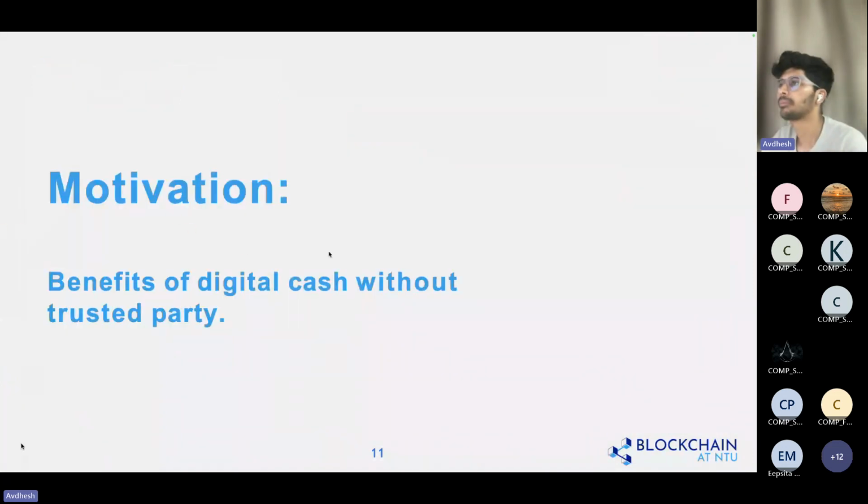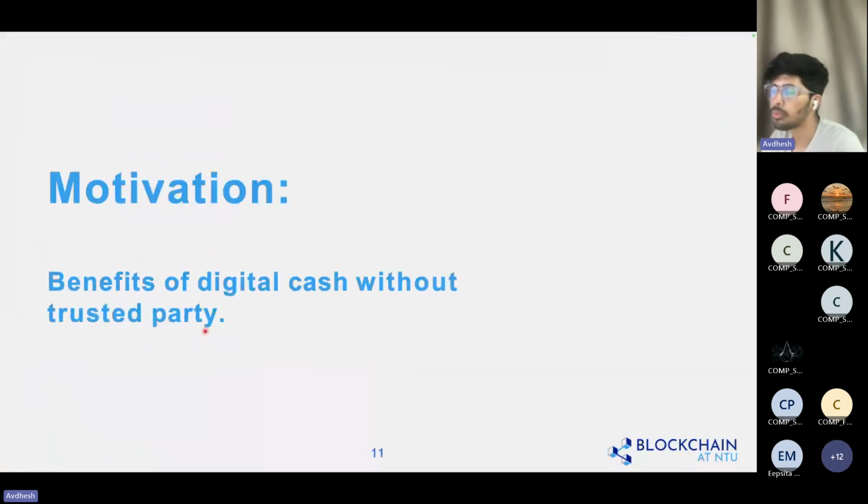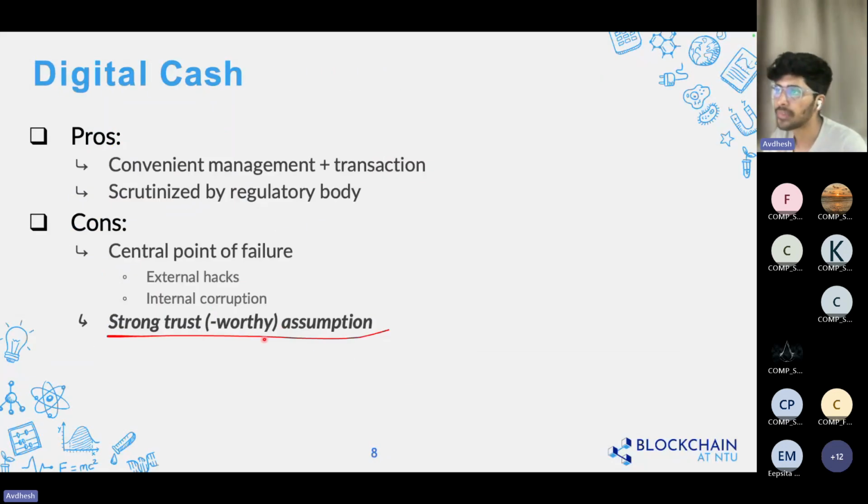So the motivation, again, I'm coming back. The motivation is the benefits of digital cash without a trusted party. So how can we create a digital cash with the pros of digital cash, while not creating a trusted party? We tend to have strong trust in one bank or one central authority. How can we remove this and bring something better, while still getting the pros that digital cash has?